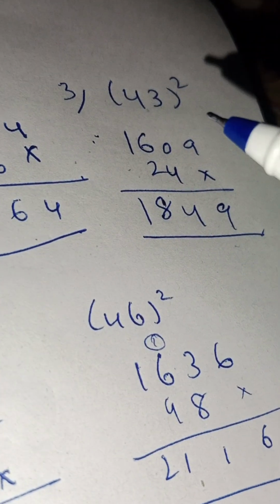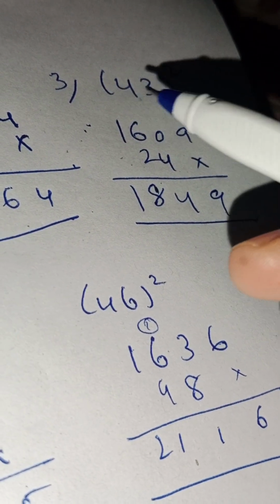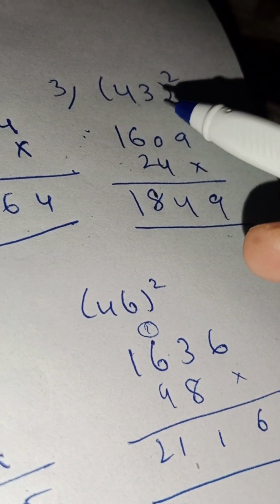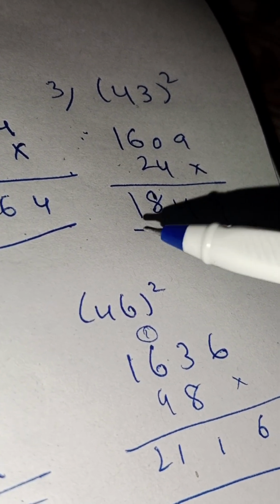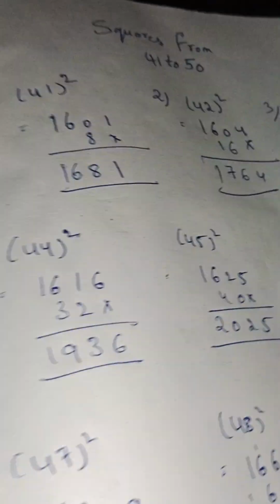Then what we have to do now, we have to do the square of 43. Again the same process, 4 square is 16, 3 square is 09. So again 4 3s are 12, 12 2s are 24. If we add this, we'll be getting 1849, which is the square of 43.